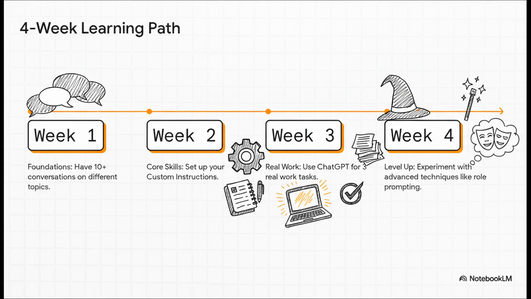And to make all this stick, here is a simple 4-week plan. In week 1, just get comfortable having conversations with it. Week 2, set up your custom instructions. Week 3, start applying it to your real work. And in week 4, you can start experimenting with more advanced techniques like role prompting. That's where you ask the AI to act as a specific person, like a professional editor or a skeptical customer.